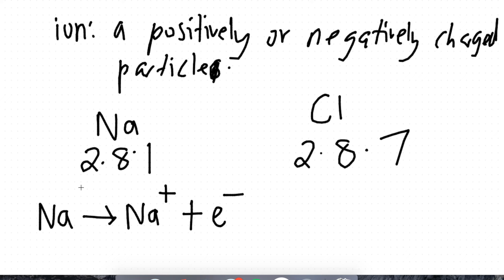How is the equation for chlorine? It's the opposite. The plus sign is on the left because it's gaining an electron. So chlorine plus one electron gives us the chloride ion. Do you see the difference, guys?